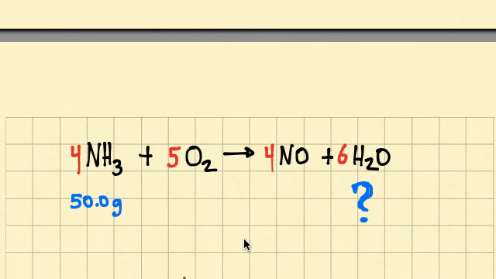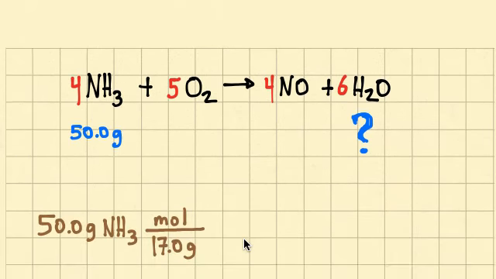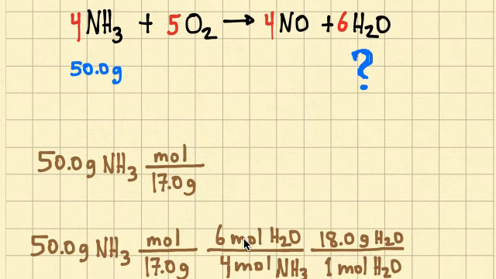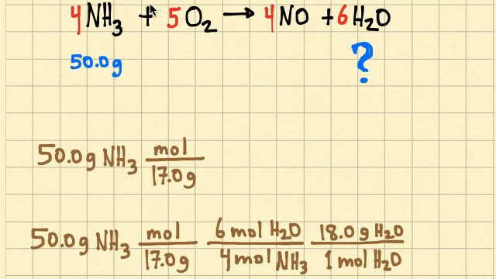Or why didn't I ask about water? And you can. So 50 grams of NH3 starts out exactly the same way. I change grams of NH3 to moles of NH3. It's a 4-to-6 ratio, 4-to-6. So I put 4 moles of NH3 on the bottom, just like I've done before. Except now I'm asking the question about water, so I put 6 moles of water on the top. So I should show my cancellations.